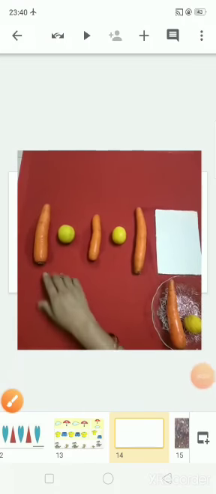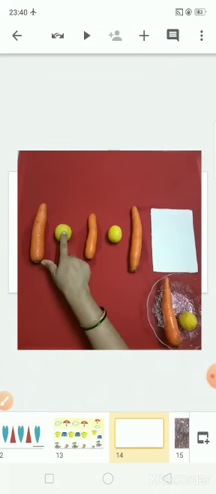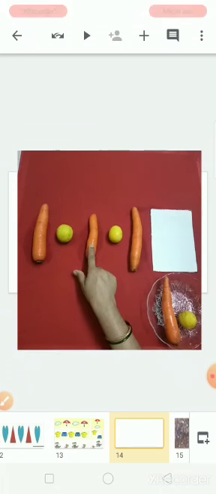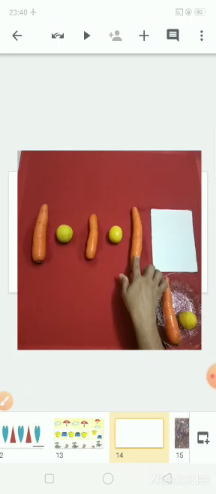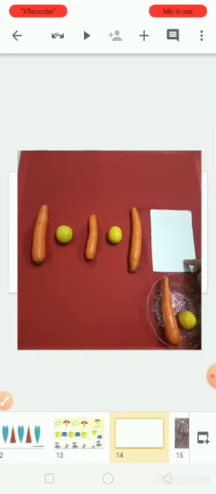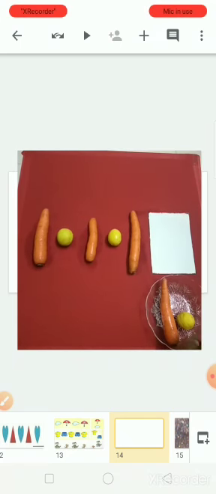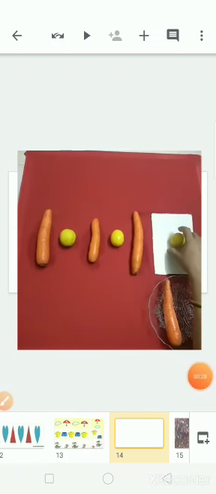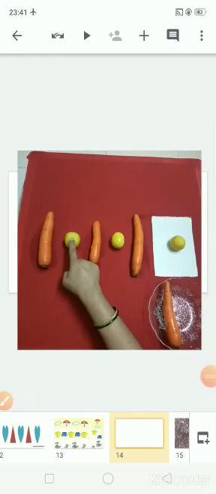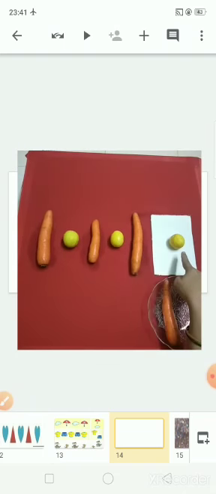Okay? Children, what is this? Carrot. This lemon. This carrot. Then lemon. Then carrot. So, what will be the next? Yes. Carrot? No. Lemon. Yes. Carrot, lemon, carrot, lemon, carrot, lemon.